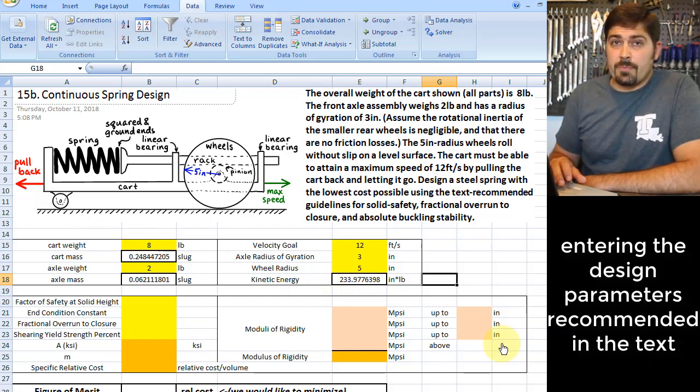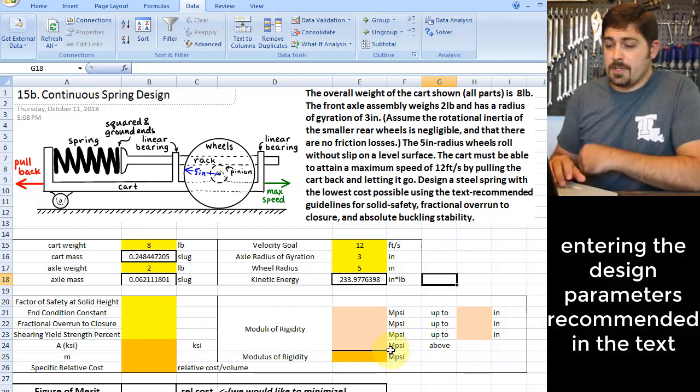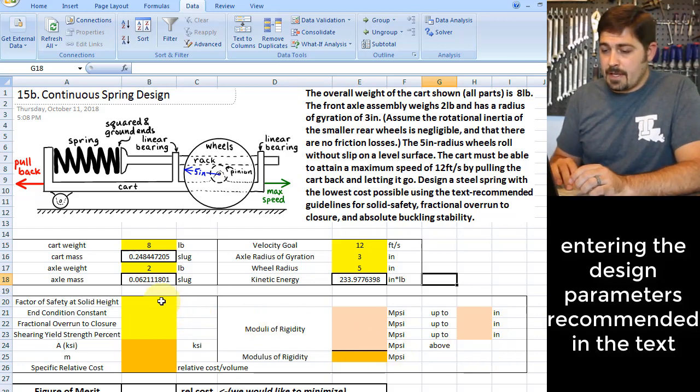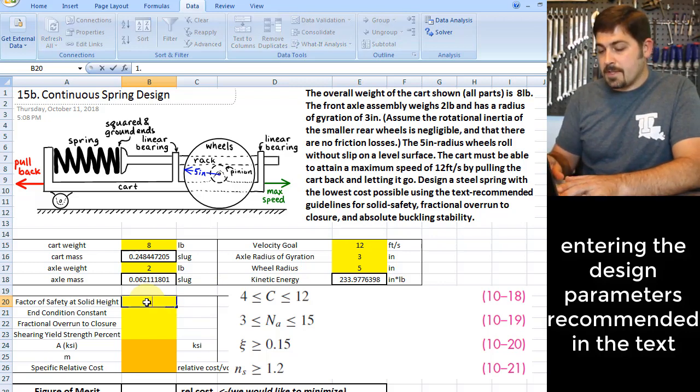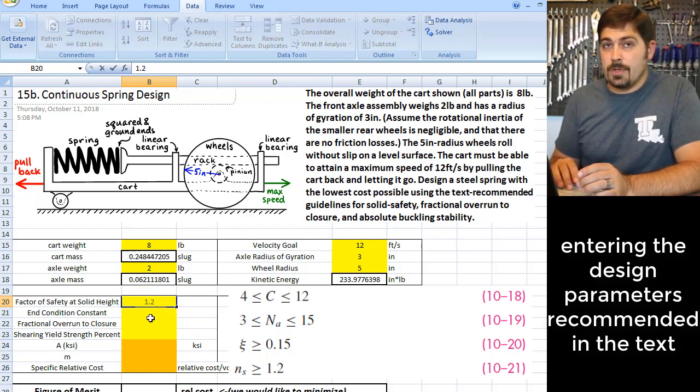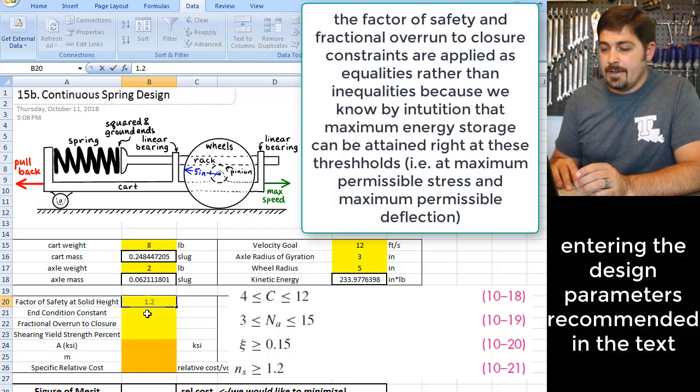So now we want to fill in a few other things in the spreadsheet. One of them is a factor of safety at the solid height for the spring. Actually, these values that I'm putting in right here are standard values that are used for spring design, and so it basically recommends in the book to use a factor of safety of 1.2 when you're at the solid height.